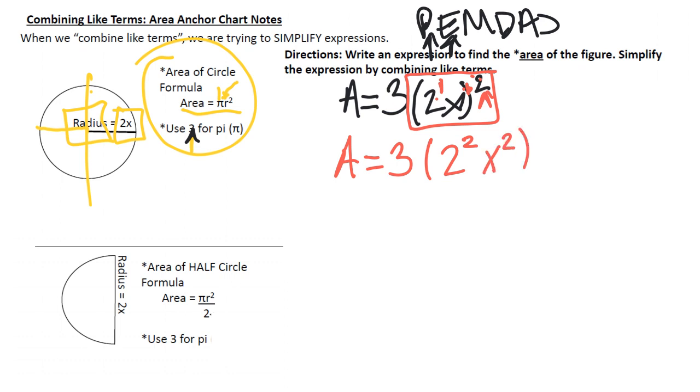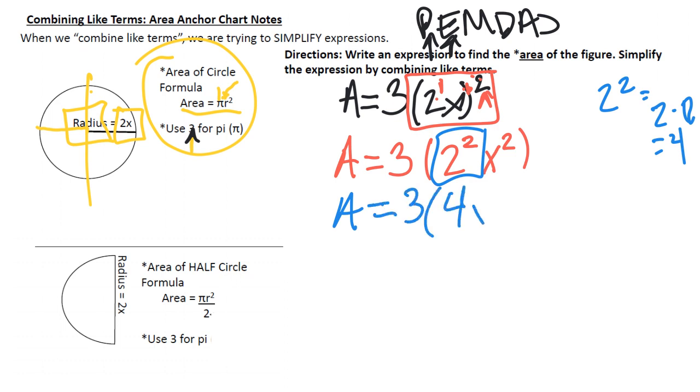So then I look at this and I see, oh, well, I actually do know what 2 to the power of 2 is. So 2 to the power of 2 is just 2 times 2, which equals 4. So then I can simplify that further. Area equals 3 times 4x to the power of 2. So there we go. Next up, I can go ahead and do either multiplication or division. Since this is a full circle, I don't have any division to do. So I'm going to keep it as is and just do my multiplication, kind of like that distributive property part.